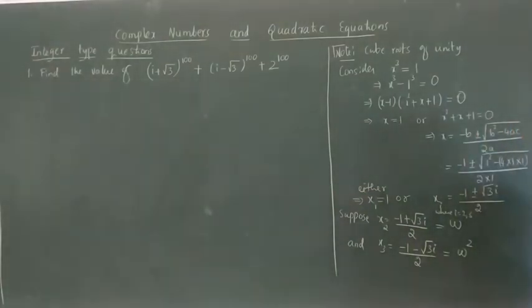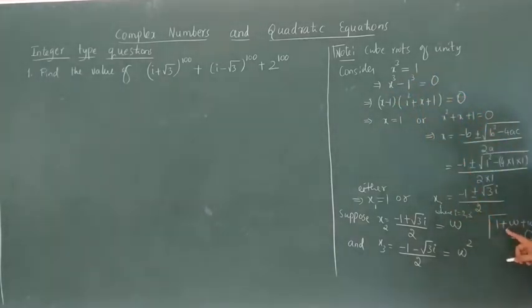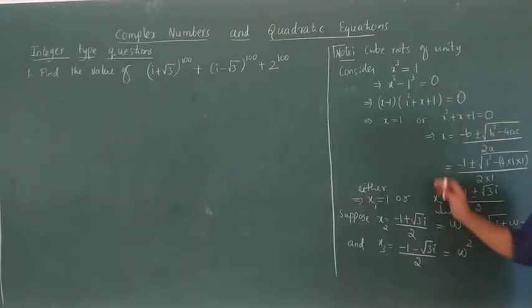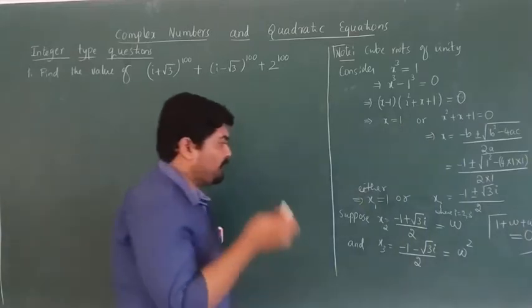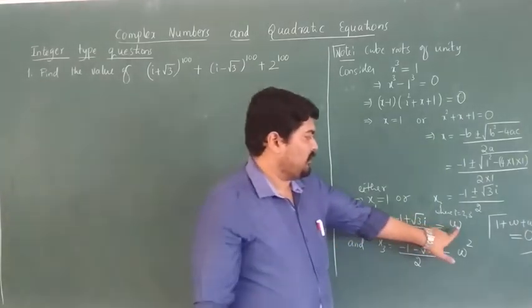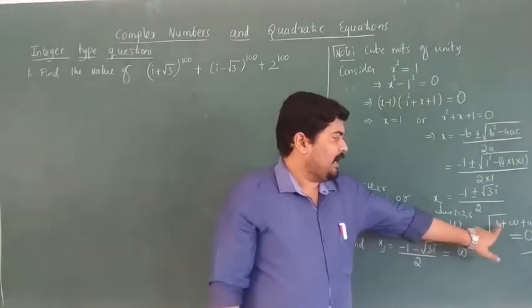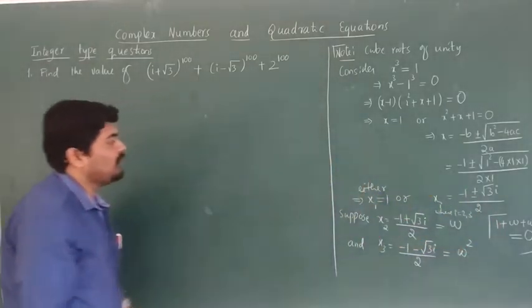Note that cube roots of unity must satisfy this relation, that is 1 plus omega plus omega square must be equal to 0. This one is the special property of cube roots of unity. That means if you add up all the roots of this cubic equation, you should get the value equal to 0. I hope you have understood the meaning of cube roots of unity. Now keeping this and this relation, we will try to solve this particular problem.